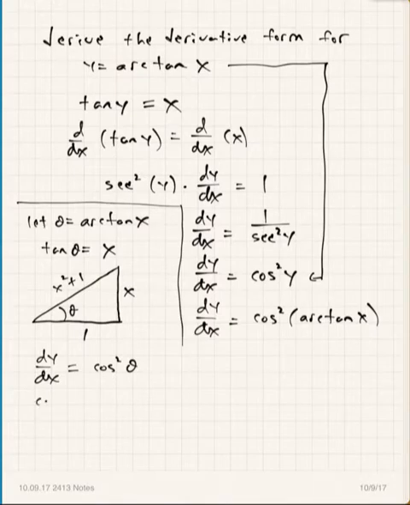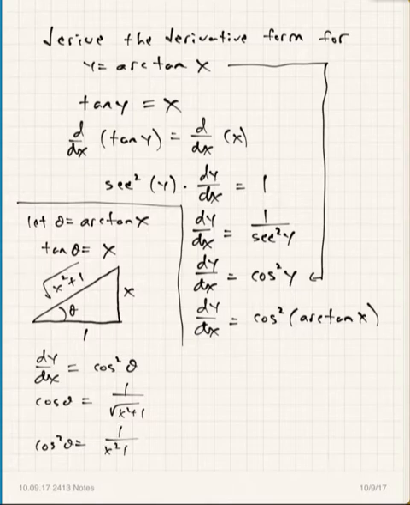So cosine of theta is... and I did. This should have been the square root of x squared plus 1 there for the hypotenuse. I wrote x squared plus 1, but it should be the square root of x squared plus 1. So cosine of theta from the picture is adjacent over hypotenuse, which is 1 over the square root of x squared plus 1. And so cosine squared of theta, x squared plus 1 has got to be positive, so it would be okay to just write this as 1 over x squared plus 1.